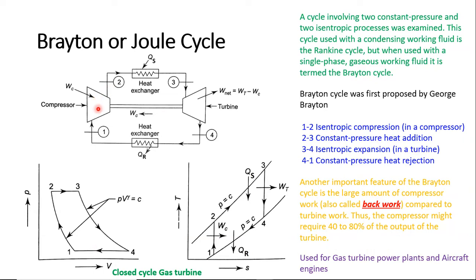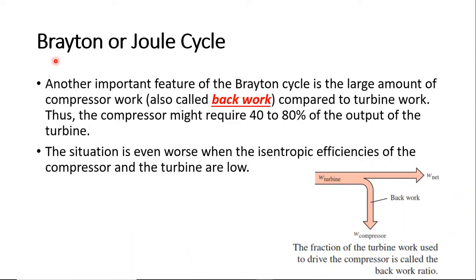Now here you can see the air is in a closed loop, meaning the air is not coming in contact with atmosphere. That is why it is called closed cycle gas turbine. Now another, this back work we have talked about. Here you can see this is called Sankey diagram. This type of diagram is called Sankey diagram.